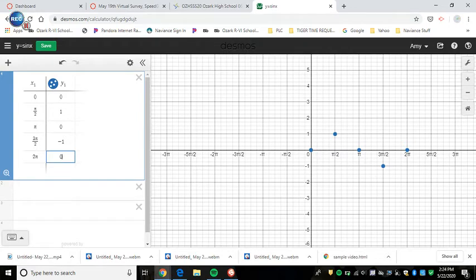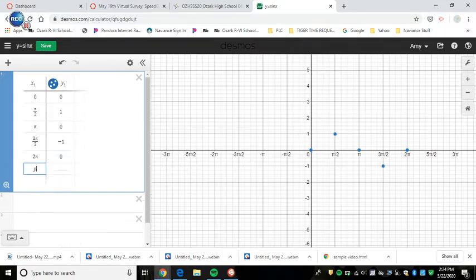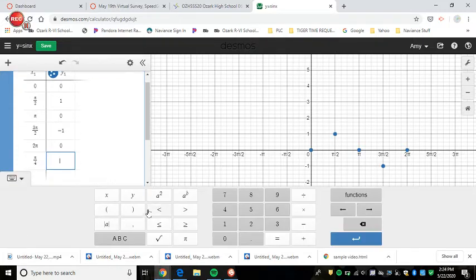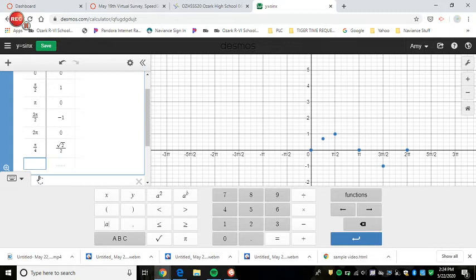Halfway between 0 and pi over 2 would be pi over 4. And at pi over 4, sine is the y value, which is the square root of 2 over 2. So I'm going to type in square root of 2 over 2. So you can see how that space goes right in here. If I think about what's in between pi over 2 and pi on the unit circle, that's 3 pi over 4.